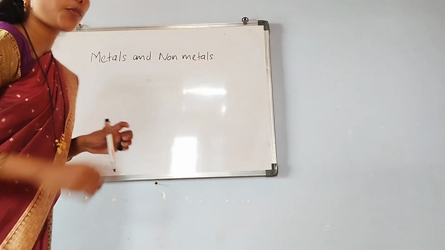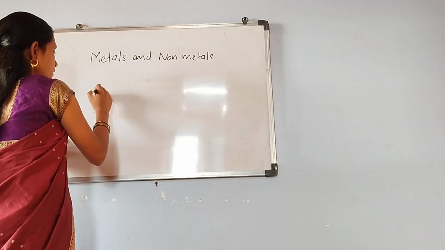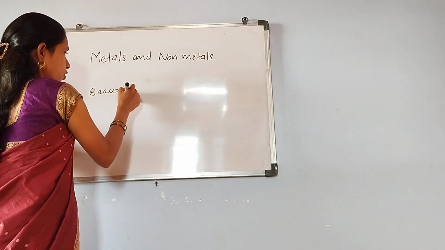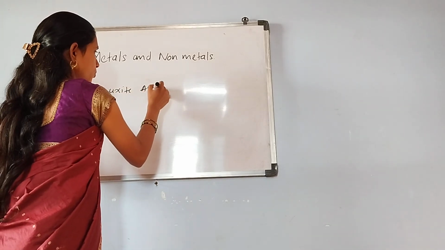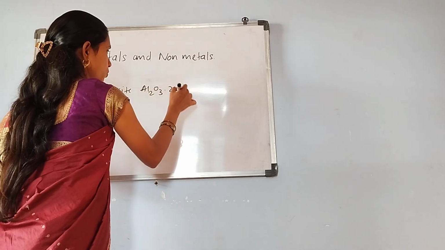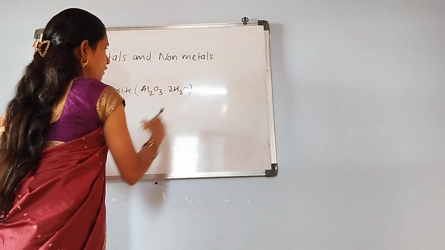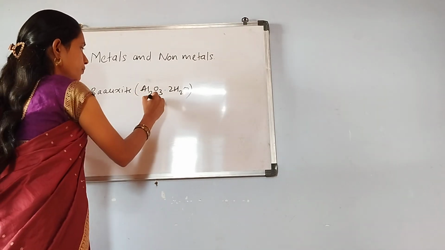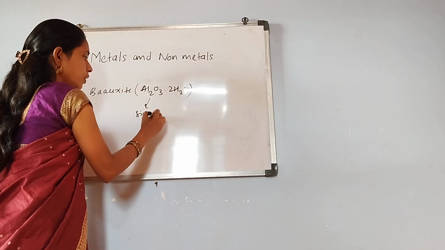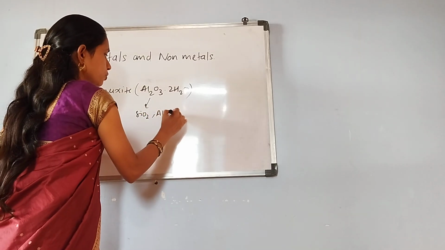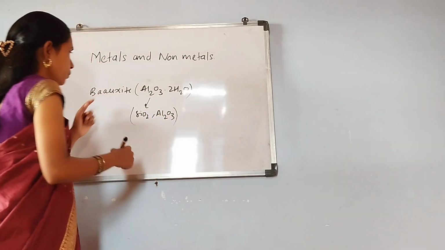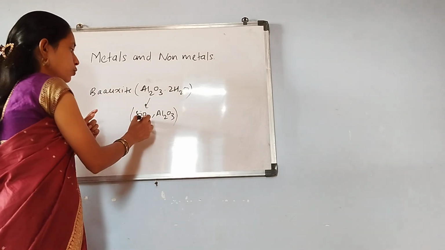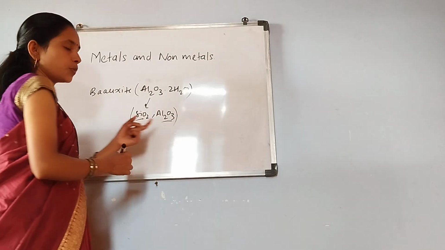So what is the formula of bauxite? That is bauxite. It has the formula Al2O3.2H2O. So this is the formula of bauxite. This is the impure form of ore. What impurities are there in this? One is SiO2 and the other is Fe2O3. So these are the 2 impurities present in this bauxite, and there are 2 methods actually to remove this SiO2 as well as the iron oxide.